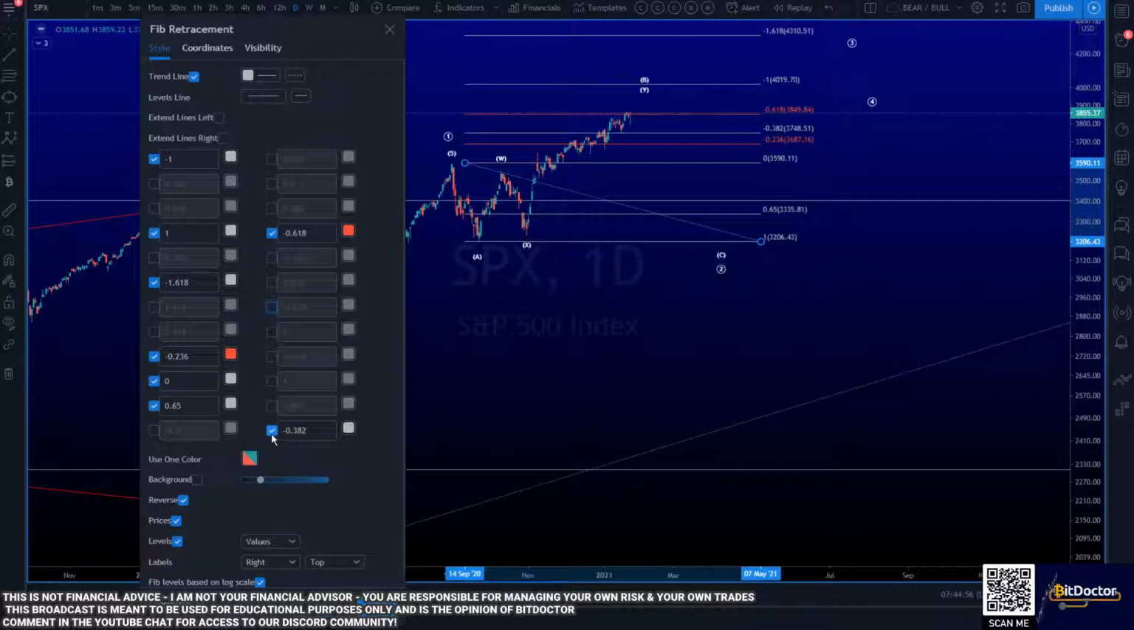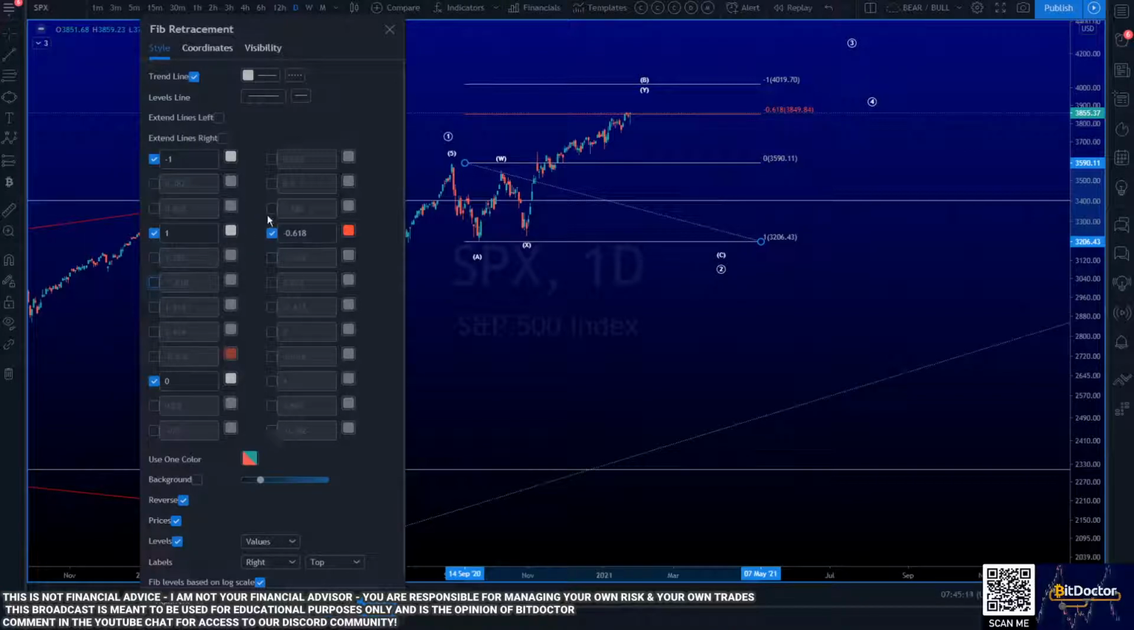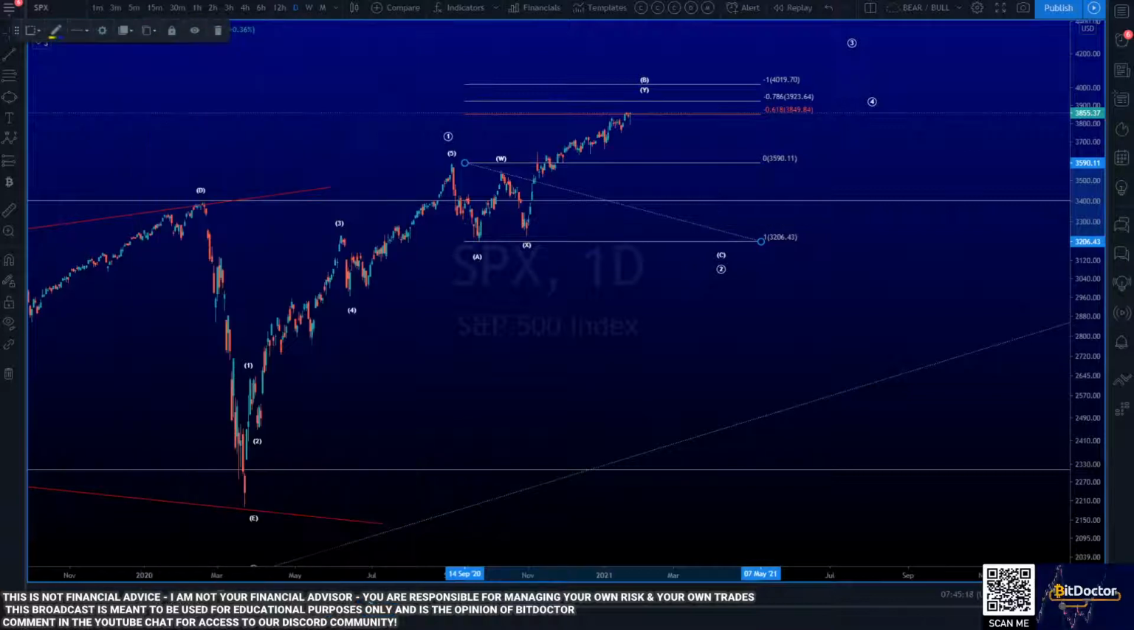I'm going to take off the 382, the 65. Nope, we're going to remove that one. We're going to keep the -1 on there. We'll keep the 1 and the 0, and the -1.618, that's a little extreme. All right, so now let's also put on the -786, just in case we do extend further. Where's that -786? It's at 39.23. Can we go up that high? Yeah, we absolutely can, and maybe we will.